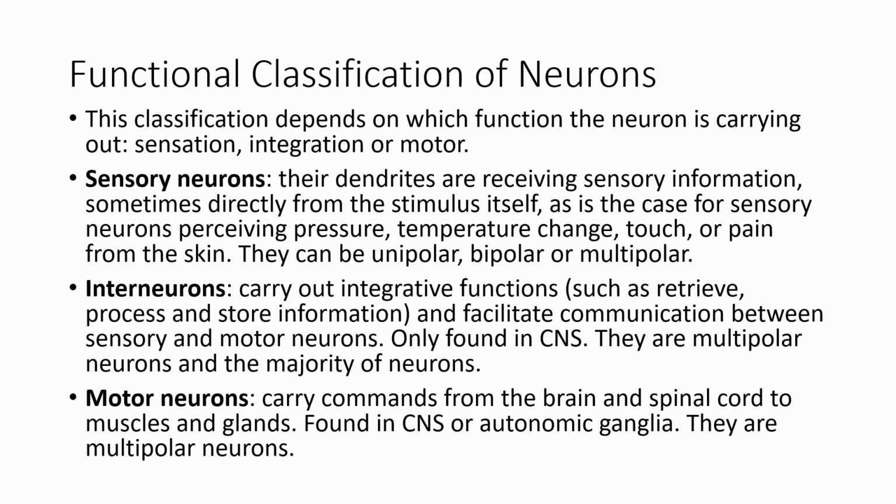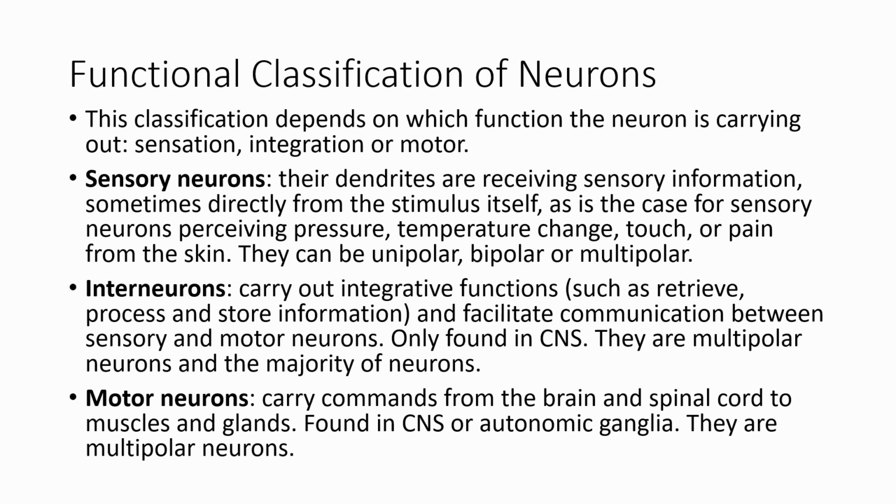Sensory neurons are doing just that. They're receiving sensory information from the stimulus, right? They're helping you perceive pressure, temperature, touch, pain, right? Sensory neurons can vary in their shape: unipolar, bipolar, or multipolar. But these are the ones that help you bring information in, either about the world around you or within you.